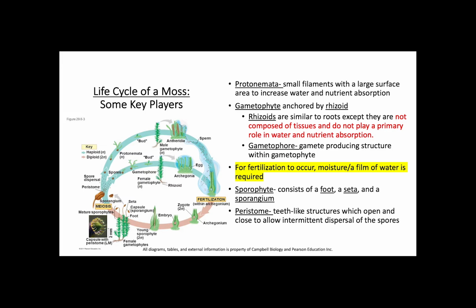Next up, the sporophyte, which consists of a foot, a seta, and a sporangium. And the sporangium is where the spores are actually made as those cells undergo meiotic division to go from the diploid state to the haploid state. And finally, peristomes are teeth-like structures which can open and close to allow the intermittent dispersal of spores.